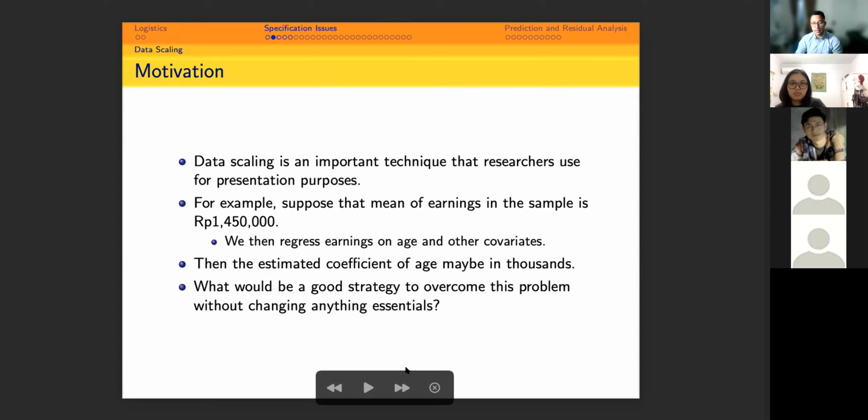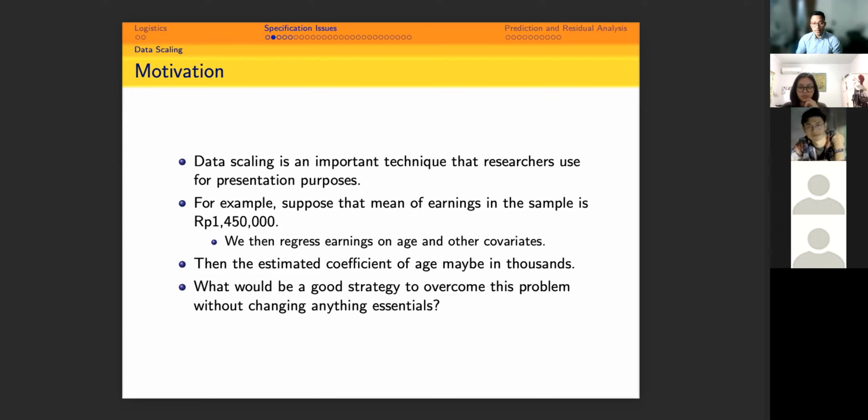Data scaling is an important technique that researchers use for presentation purposes. For example, suppose that the mean of earnings in the sample is 1,450,000 rupiah, and we regress earnings on age and other covariates. Suppose we're interested in the estimated coefficient of age. The issue is that we're going to get an estimated coefficient in the area of thousands, so there are a lot of zeros.